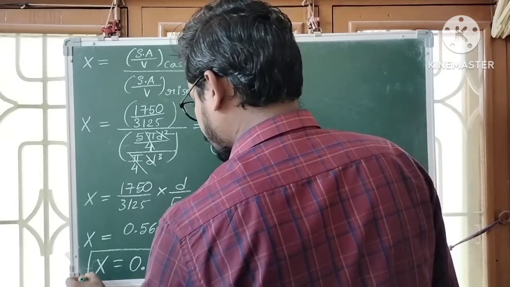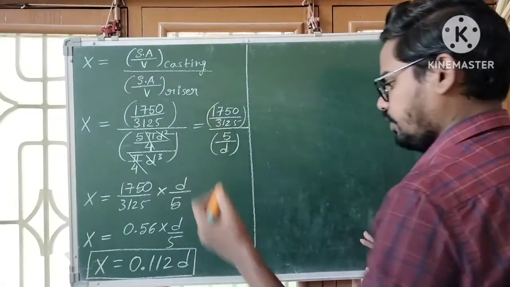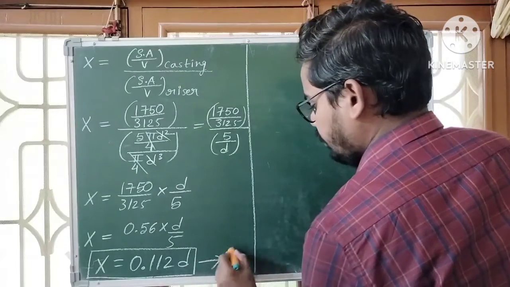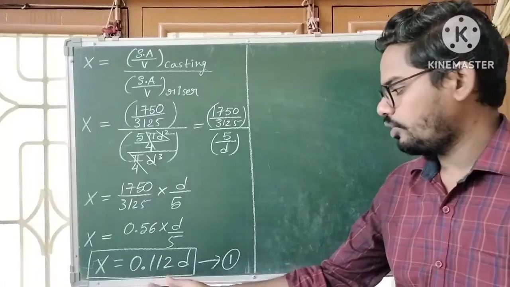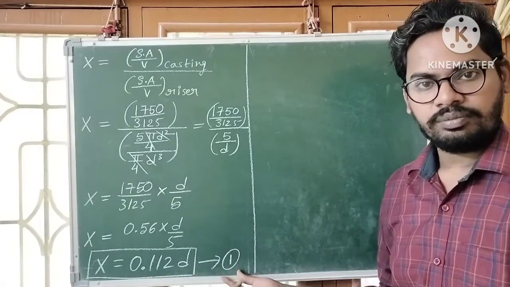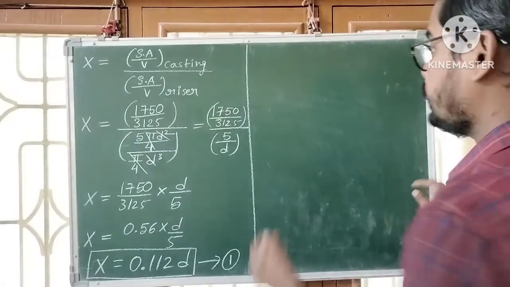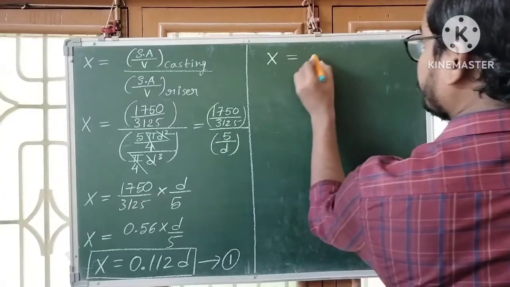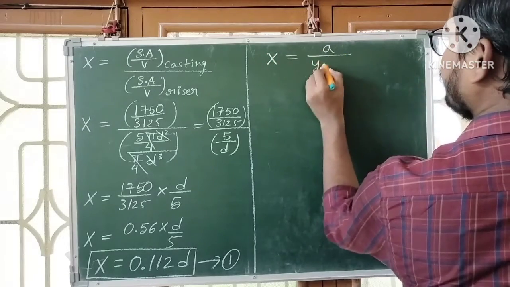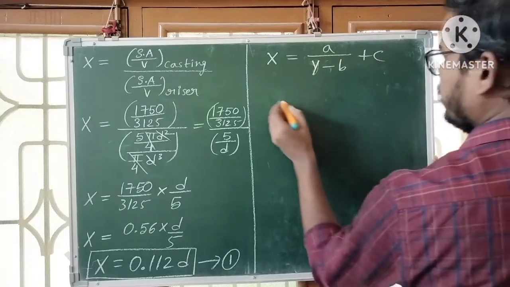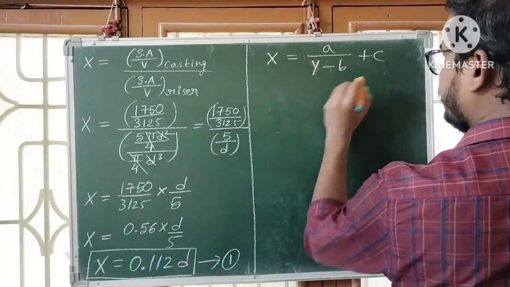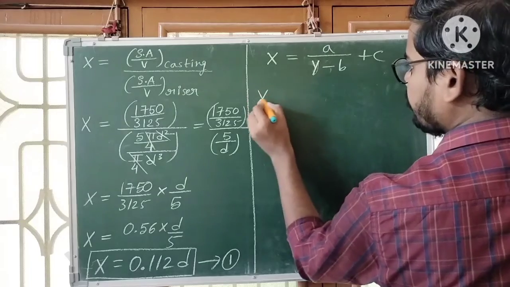This is the expression for freezing ratio. So let it be equation number 1. Let us consider x is equal to 0.112d as equation number 1. Next, we have one more formula for freezing ratio. X is equal to a by capital Y minus b plus c. We are already given values of a, b, c, and let us find y first of all.